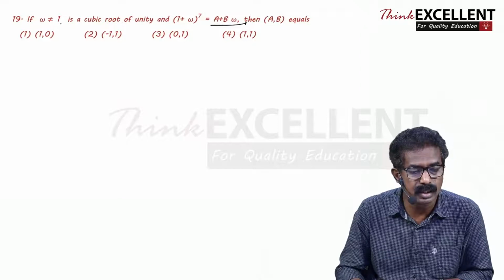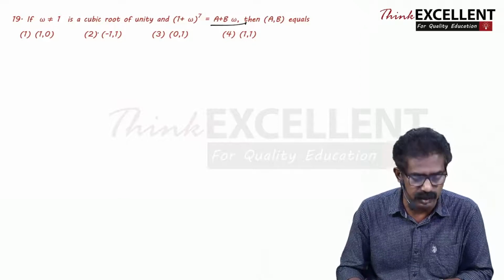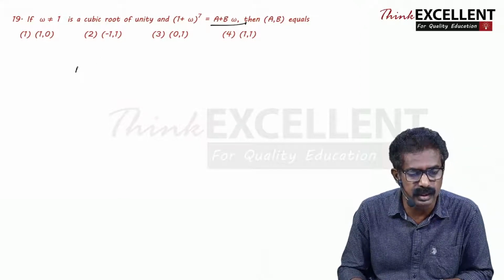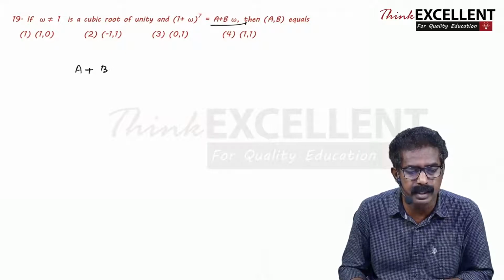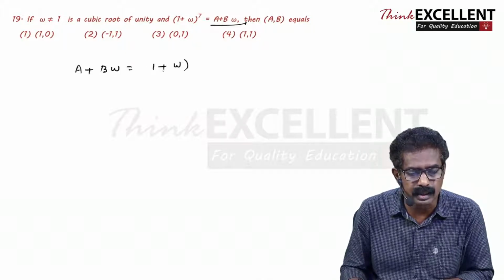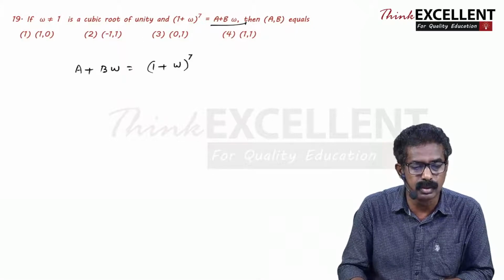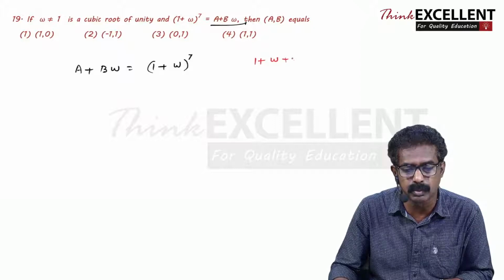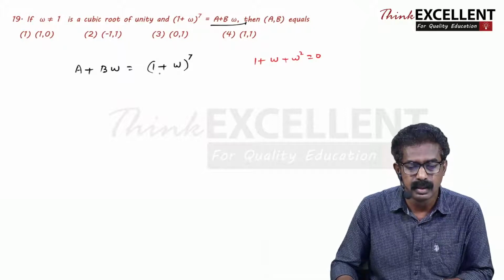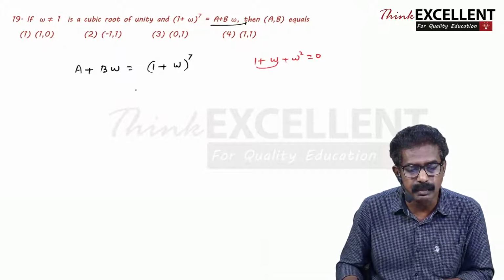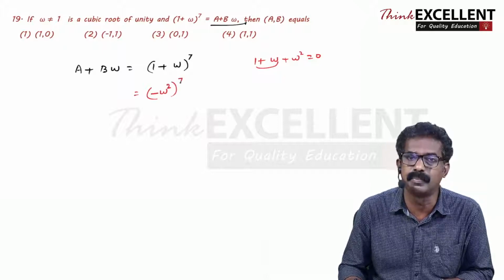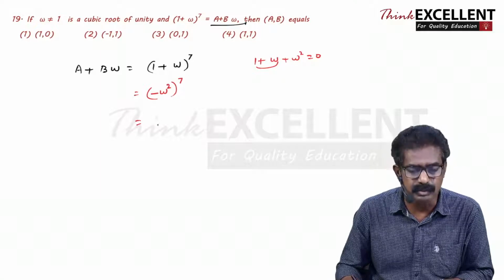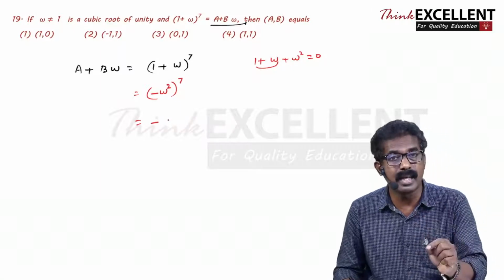Omega not equal to 1 is a cube root of unity. A plus b omega is equal to (1 plus omega) raised to 7. Please listen here, the cube root of unity already gives the results: omega cube is 1 and 1 plus omega square is equal to 0. Here 1 plus omega can be written as minus omega square, the whole power 7, minus 7 times, so it is (minus omega square) raised to 7.